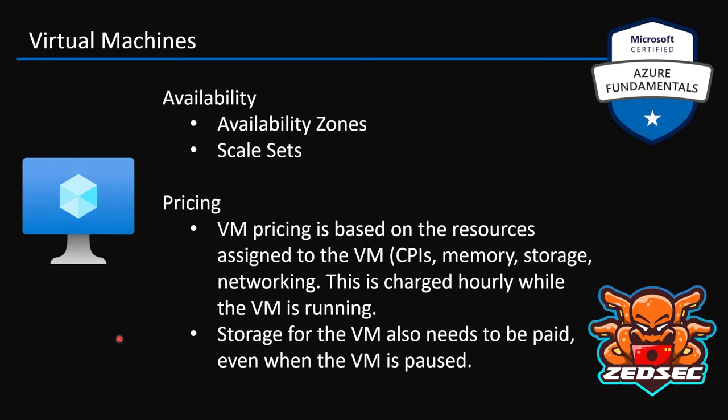For availability, you can use availability zones. If a VM goes down, it can fail over to the second zone in the availability zone. And scale sets: if you need to provision a bunch of identical VMs at once, you can do that with scale sets.